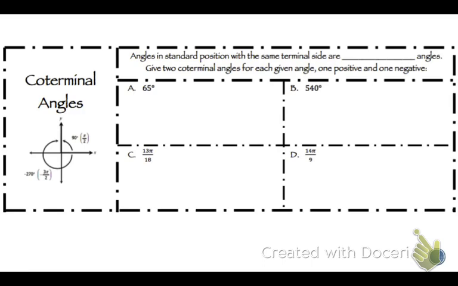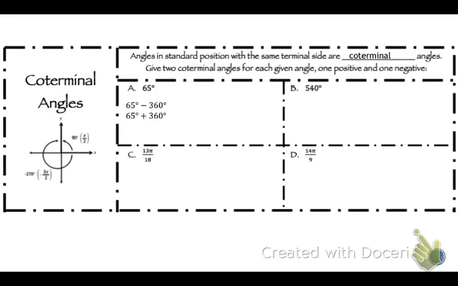Okay. Now we're going to get into coterminal angles. So there's a lot of things we're kind of going through in this video, but they're simple things. So I think we'll be okay. So angles in standard position with the same terminal side are coterminal. So co just means they share a terminal side, basically. So we have to give 2 coterminal angles for each given angle. One needs to be positive, one needs to be negative.